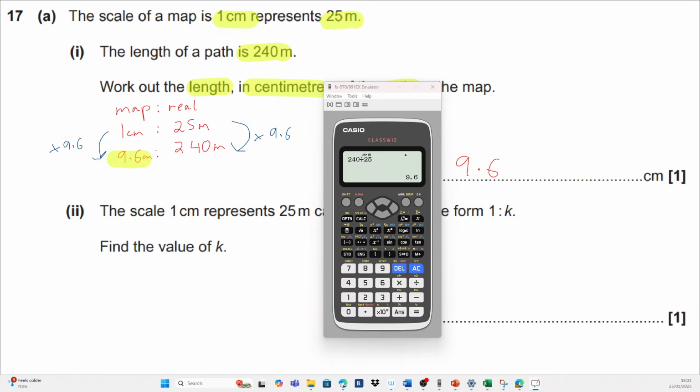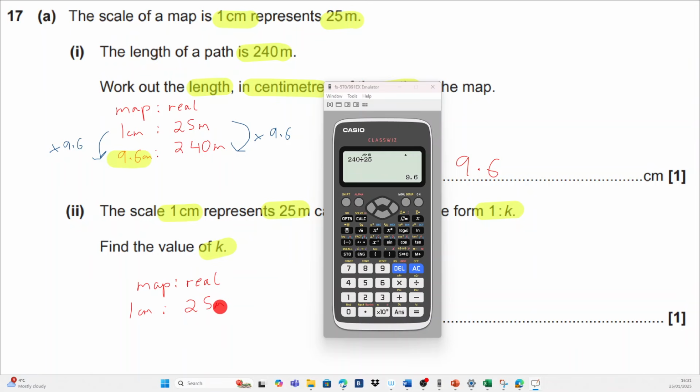Perfect. Part II. The scale 1 cm represented to 25 meters can be written in the form 1 to k. Find the value of k. This looks really daunting. It isn't. Okay, write down again. It's the same ratio, right? You've got the map to the real life is 1 cm to 25 meters. Now, to get this into the form 1 to k, it just means the first number has to be a 1, which it already is, and you've got to work out the value of the second number.